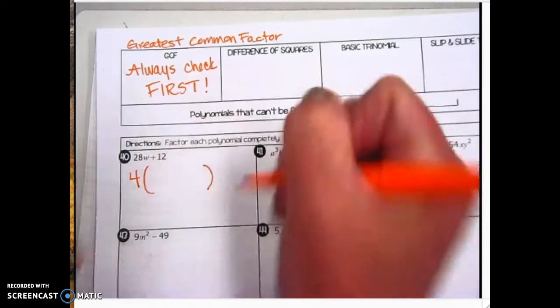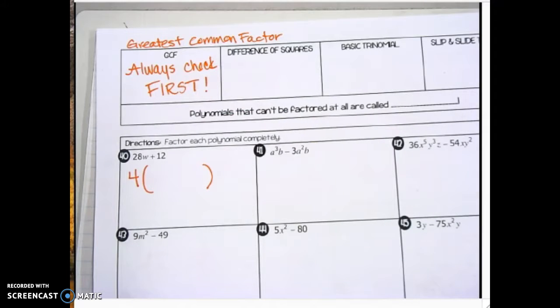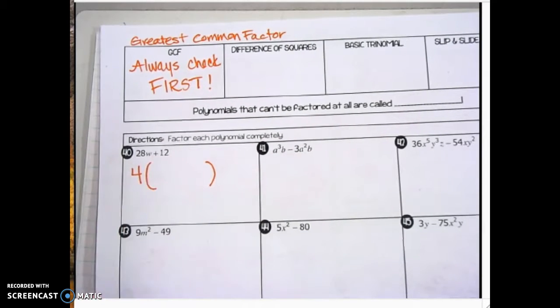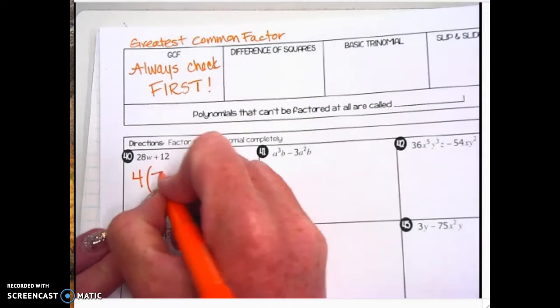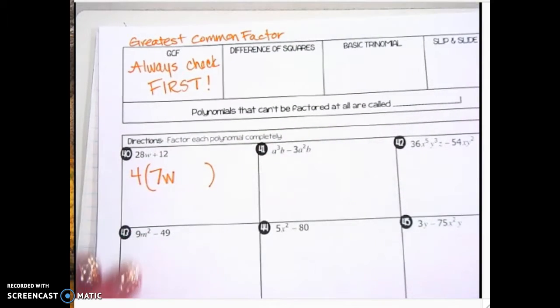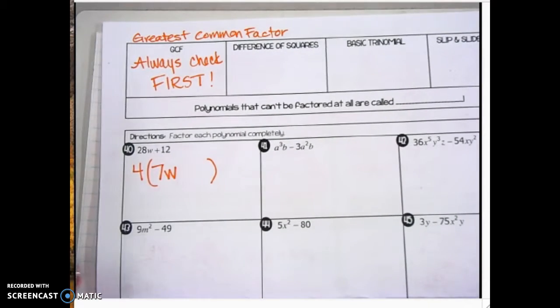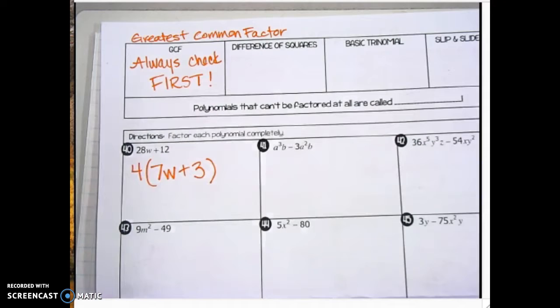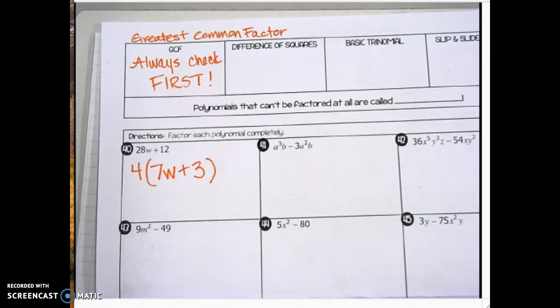Then you're going to draw your set of parentheses, so you're going to make it look like you're supposed to have to do the distributive property next, right? So what would you multiply 4 by to get to the 28W? 7W. And then what would you multiply 4 by to get to 12? 3. Okay, so factoring in this case looks like we are undistributing it, right? And now, when you look at it, now it looks like you need to do the distributive property, okay?